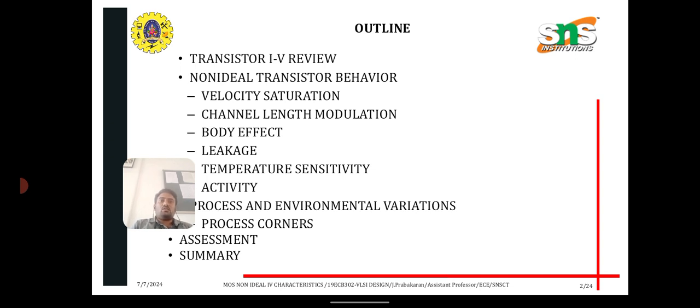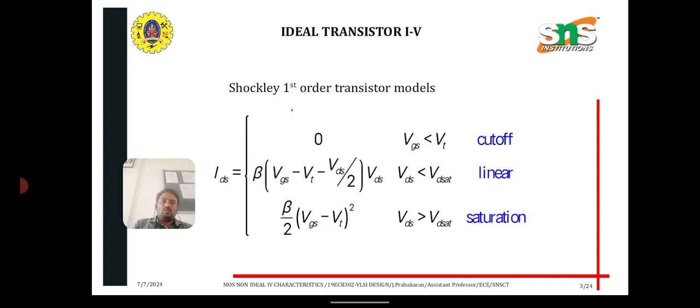First one is transistor current voltage characteristics review, the ideal behavior. We know the regions of the transistor: cutoff region, linear region, saturation region. Ideal behavior of the transistor for the cutoff region is VGS less than VTH, IDS equal to 0, which means minimal current flow at the cutoff region.